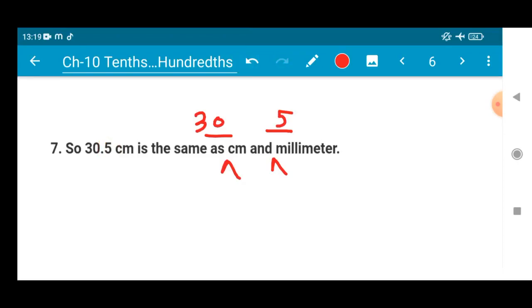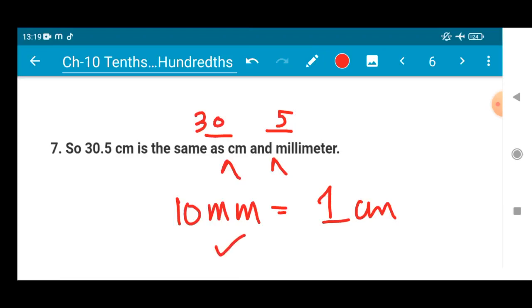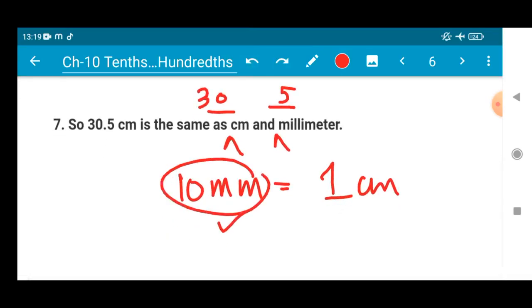I have already told you that the larger unit is the centimeter, and the smaller unit is millimeter, right? So 10 millimeter altogether will make up 1 centimeter. Do not get confused. Most students get confused thinking millimeter is bigger because it has got 10 in it. No, it's not like that. 10 millimeter is making 1 centimeter. That you have to see.